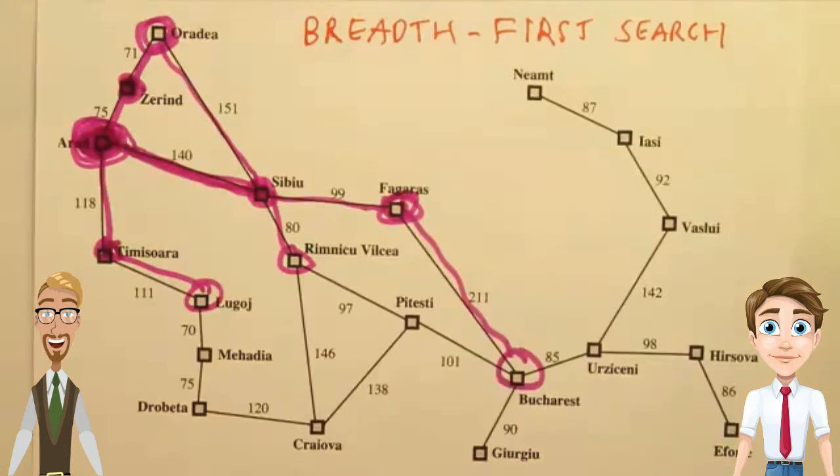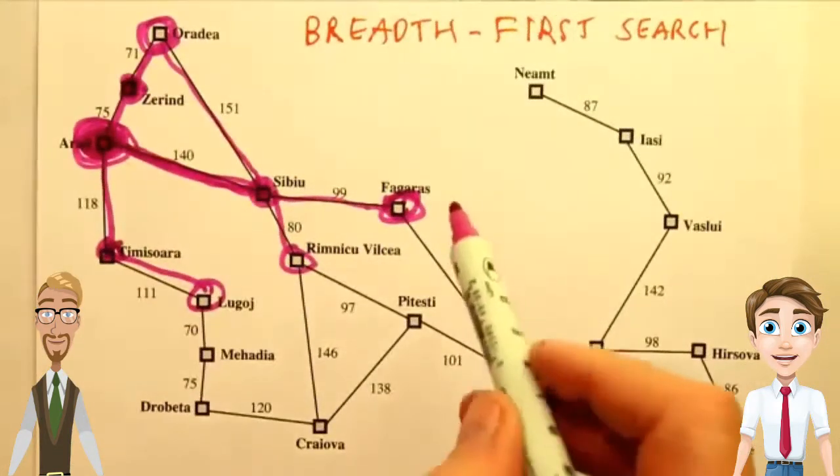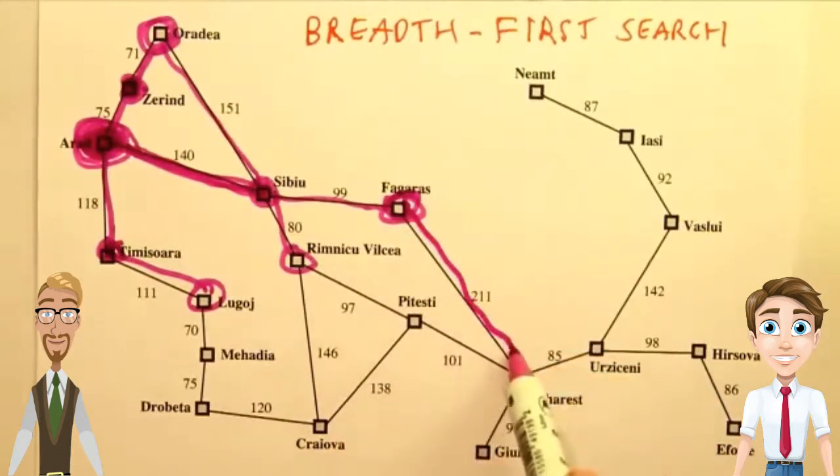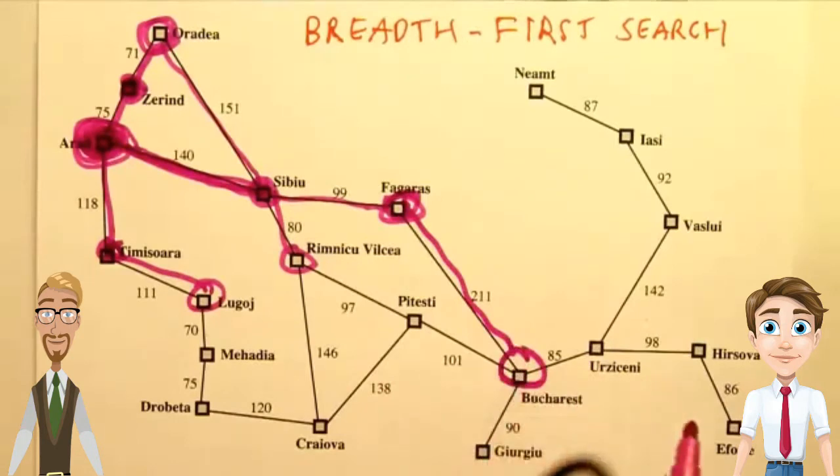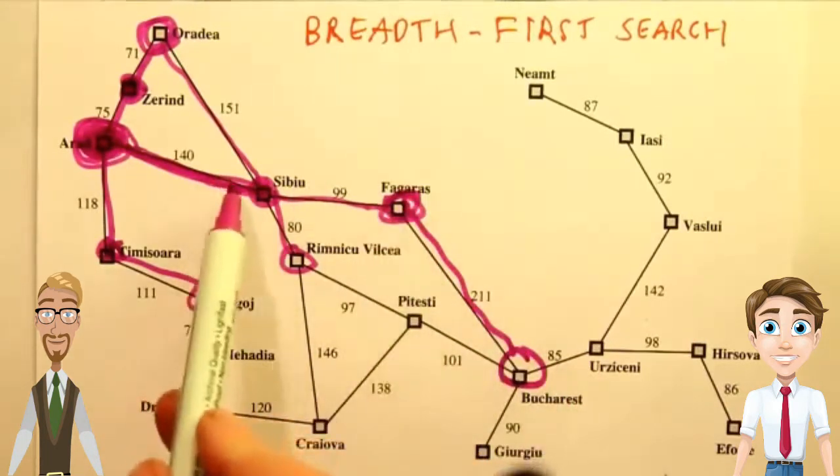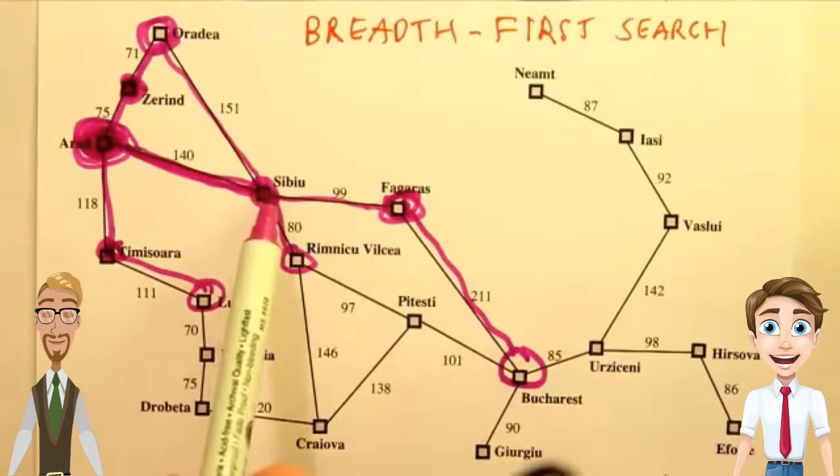There are 3 paths of length 2. The first path is from Arad to Timisoara and then to Lago. The second path is from Arad to Cebu and then to RV. The third path is from Arad to Cebu and then to Făgăraș. Făgăraș is connected to the goal, Bucharest. The answer is that we add one more path, the path to Bucharest. We don't add the path going back because it's in the explored list.